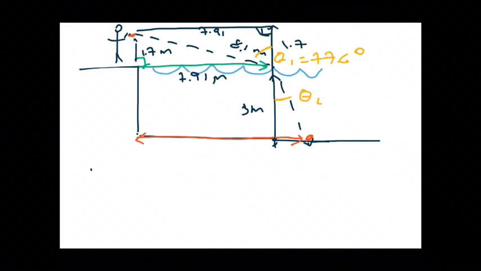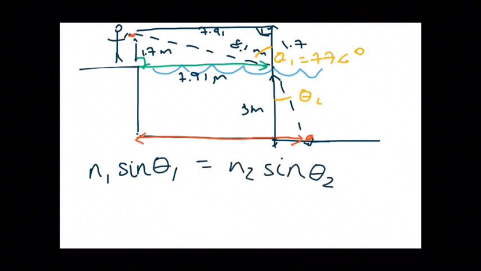So Snell's law is going to be N1 sine theta 1 is equal to N2 sine theta 2. It's a bit big, but that's why. This is called Snell's law. And theta 1 is basically the incidence angle, and theta 2 is the refraction angle.